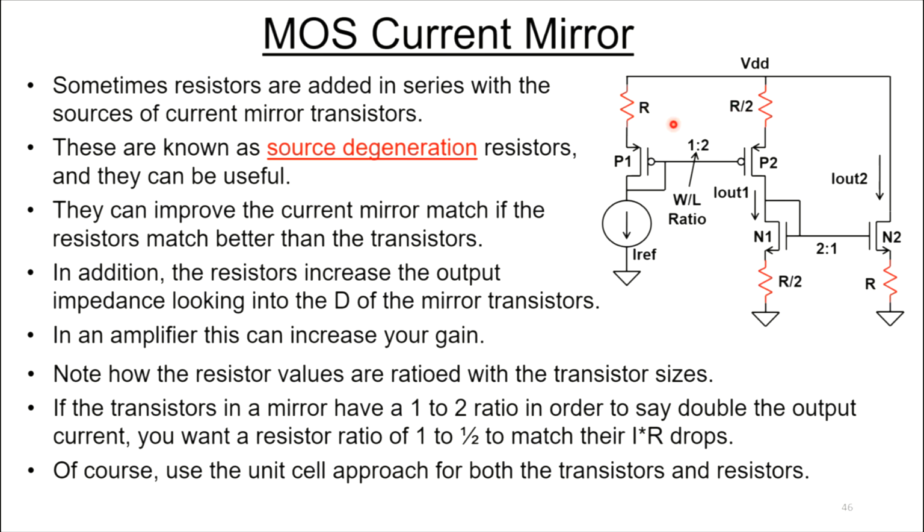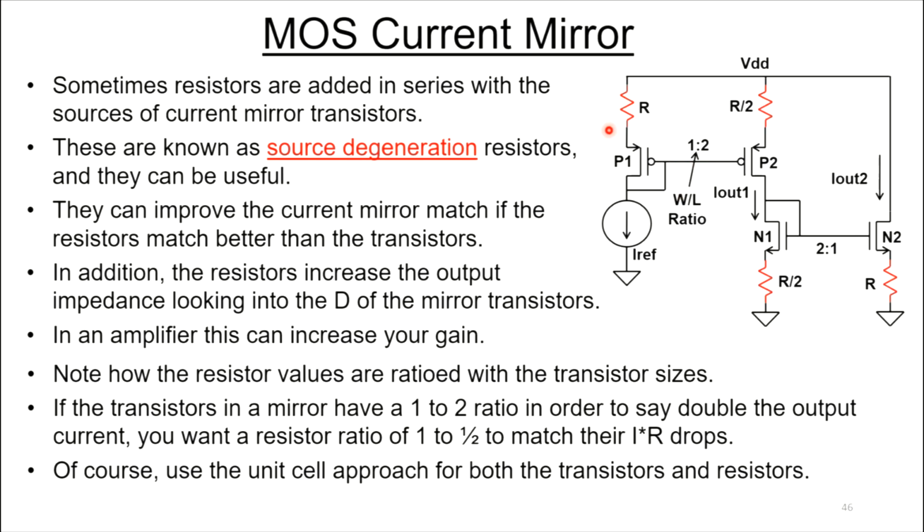Typically, you're adding source degeneration, and I'm not going to go through the equations, but they increase the impedance looking into the drains of these current mirrors. And if you were designing, say, an amplifier and you needed a high impedance node to make a lot of gain in that amplifier, adding source degeneration could give you much higher impedance on your high impedance node and give you more amplifier gain. You'll see these source degeneration resistors a lot of times in schematics. Notice how they're ratioed.